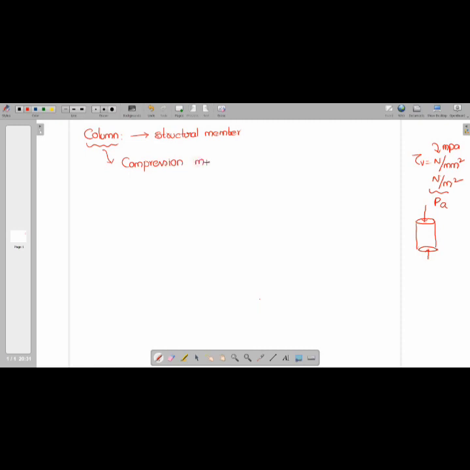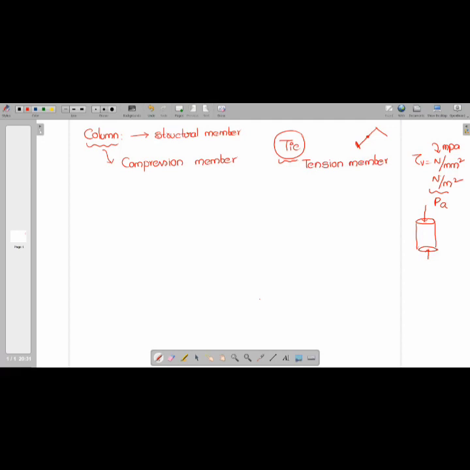Similarly, you might ask me what is a tension member? See students, a tie. If you see a tent, you will tie it to a rope, right? Like this. So this tie is called a tension member. I hope you are clear. So what is a column? A column is always a compression member and a tie is always a tension member, right, my dear students?